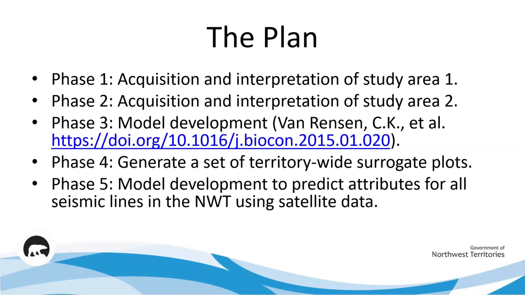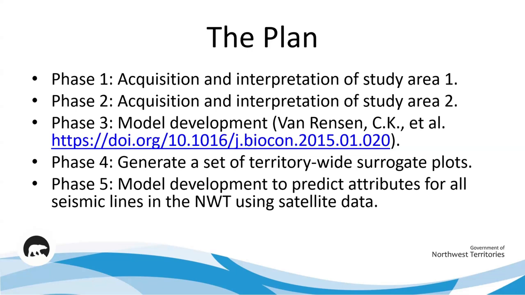So yeah, reading through his work, we're going to be following that pretty closely up until this point. Phase 4 is we're going to be using that model to generate a set of territory-wide surrogate plots. I'll go into a bit more detail in a few slides on that. And then we're going to use those surrogate plots in phase 5 to develop a secondary model that can predict forest attributes along all the seismic lines in the NWT using satellite data.